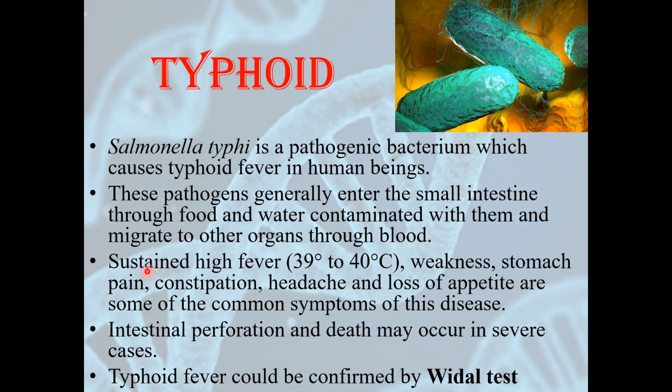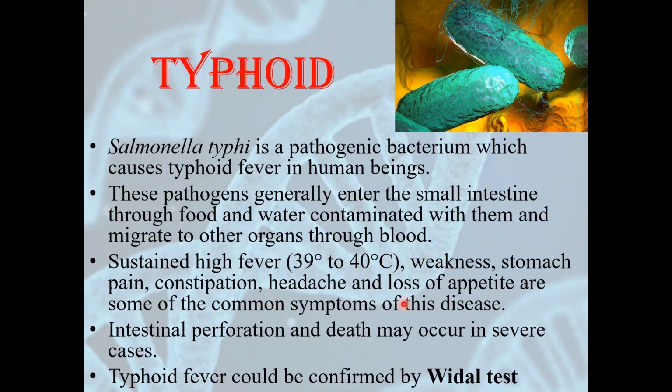What are the symptoms? Sustained high fever. A person has high fever, 39 to 40 degrees. The person has weakness. The person experiences stomach pain because they enter our digestive system. The person has constipation, headache, loss of appetite. Loss of appetite means they will not feel hungry. These are some of the symptoms of this disease.